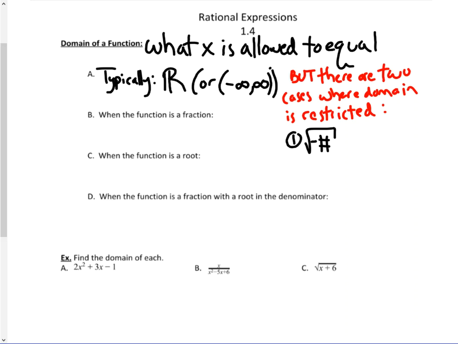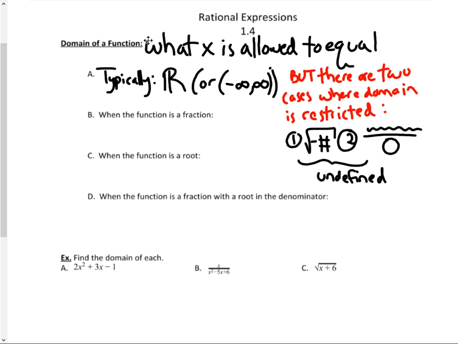It actually applies to any even-numbered root, but for the purposes of this class, we're just going to talk about square roots. Our second case where our domain is restricted, and it's not just all real numbers, is when we have anything over a denominator of 0. Both of these will produce errors in your calculator, and they are undefined at the x values that either get you a negative number under that square root or get you a denominator equal to 0.